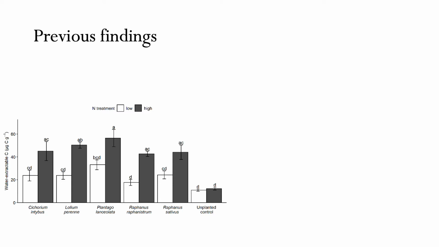So first, one of the results that I saw was that the concentration of this water extractable carbon fraction was increased when a plant was present compared to an unplanted control, which is indicated here. And this was mostly evident when the growth conditions of the plant were improved in the high nitrogen treatments, which are here the filled bars, or the darker gray bars.